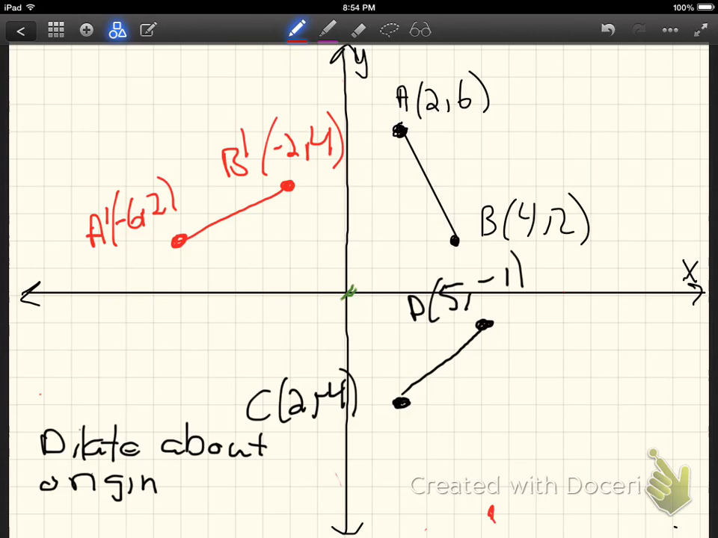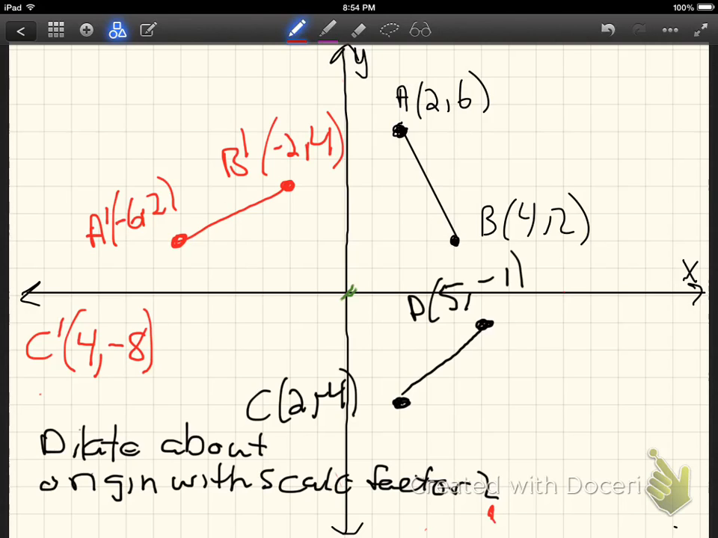Okay, we were going to, in this particular case, dilate about the origin with a scale factor of 2. And what that means is all I have to do is multiply each of the old coordinates by 2. So my old C was at 2, negative 4, so my C prime will be at 2 times 2, which is 4, and 2 times negative 4 will be negative 8.